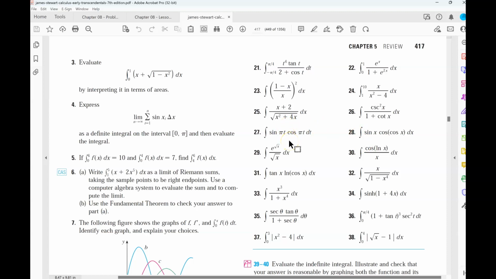Derivative of the outside times the derivative of the inside. 28. Good. Cosine x should be your u. That's pretty straightforward from there. How about this guy?